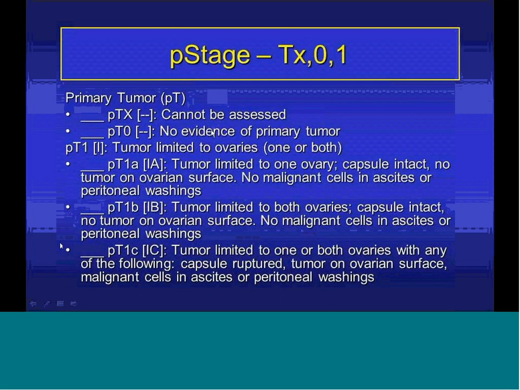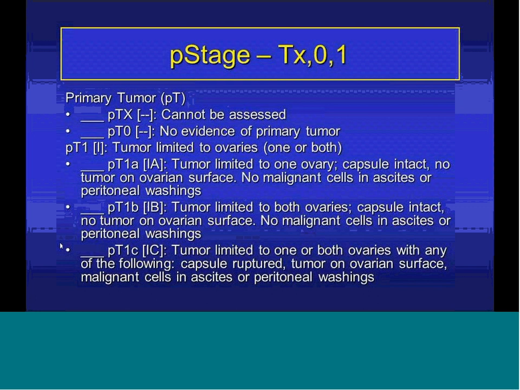Tumor cannot be assessed or no evidence of primary tumor. There will be cases in patients that have had neoadjuvant chemotherapy that there is no tumor remaining, and this classification could be used. Stage 1 is a very important stage, as these are patients that possibly do not need further treatment. And it is possible that patients with 1A tumor confined to one ovary with no surface involvement may not require chemotherapy. So that's a very important distinction to make.